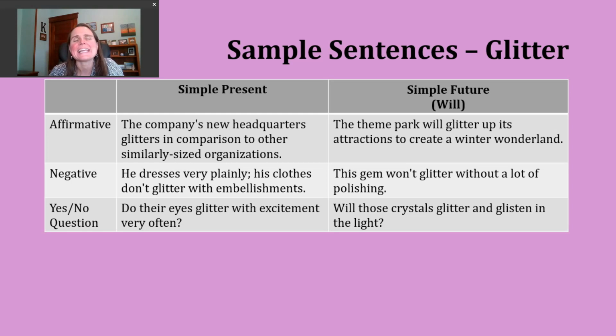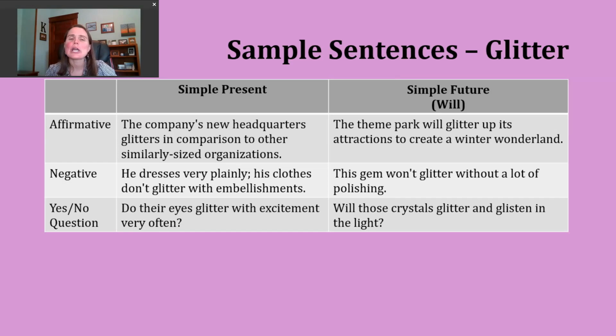Now let's talk about making a sentence in the negative. Again, I've got to pay attention to my subject. If the subject is I, you, we, or they, we'll use do not and then the base verb. If our subject is he, she, or it, though, we should use does not and then the base verb. Here's another example. He dresses very plainly. His clothes don't glitter with embellishments. Here we have none of that kind of shimmery type of clothing, right? Think kind of solid colors, very basic things.